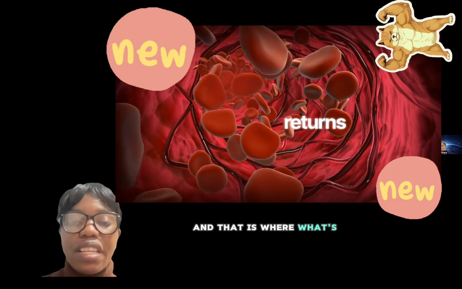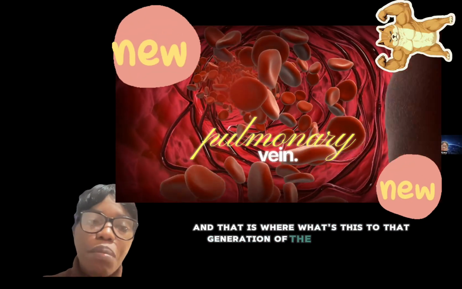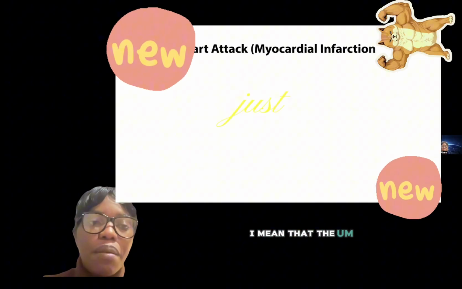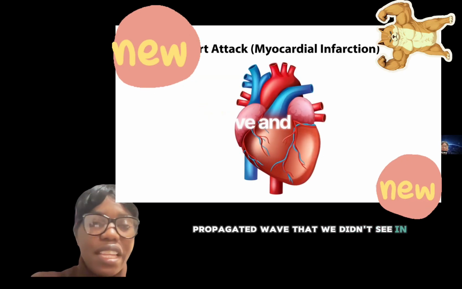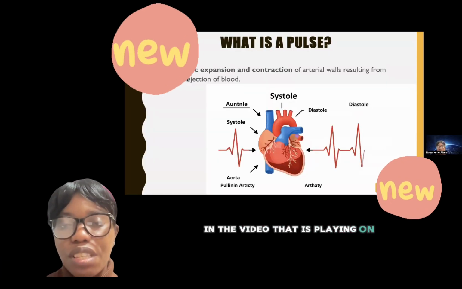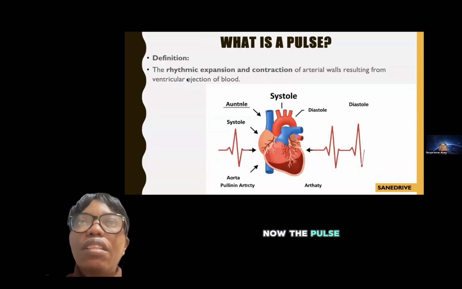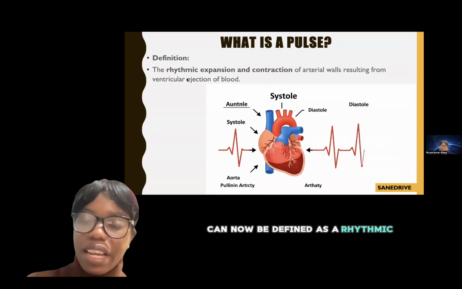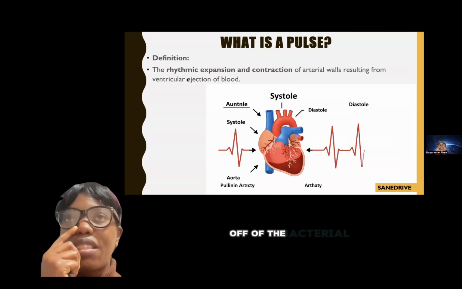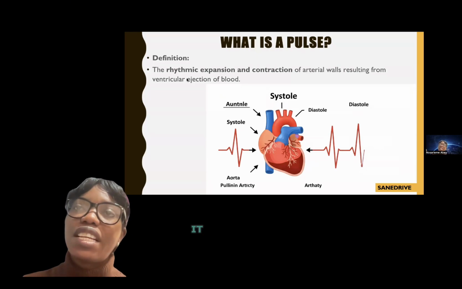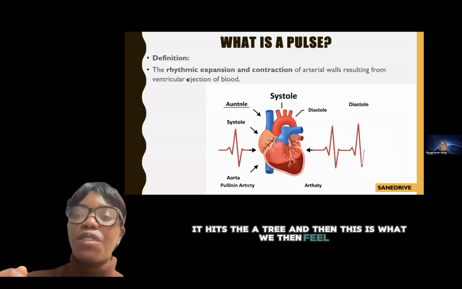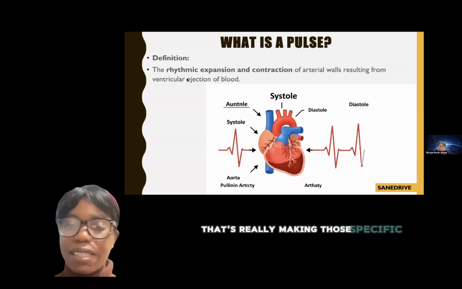And that is what leads to the generation of the pulse wave, the propagated wave that we then see in the body, as you can see in the video that is playing on the screen right there. Now, the pulse in a simple way can be defined as a rhythmic expansion and contraction of the arterial wall, because when this wave is propagated, it hits the artery, and this is what we then feel as that rhythm in those specific parts of the body.